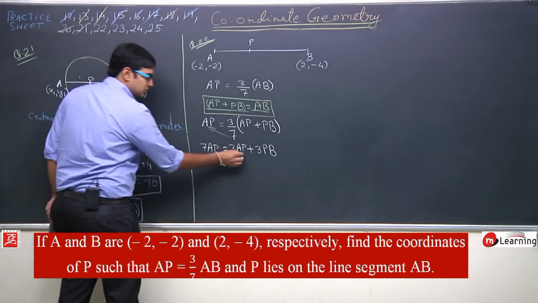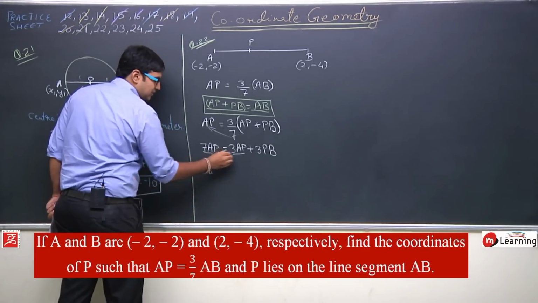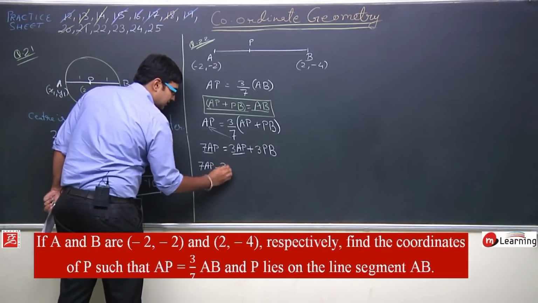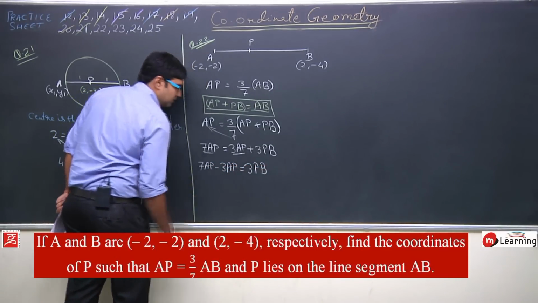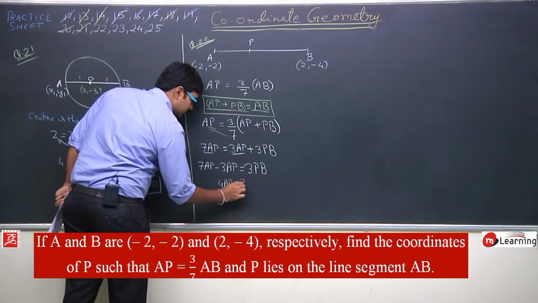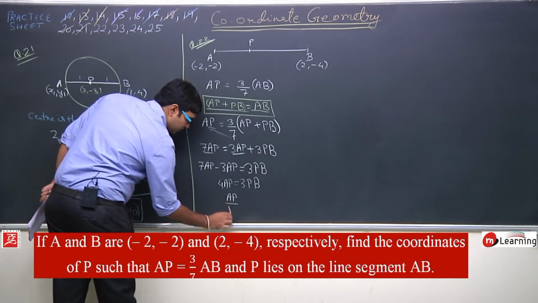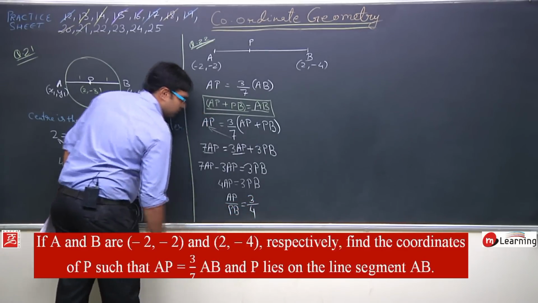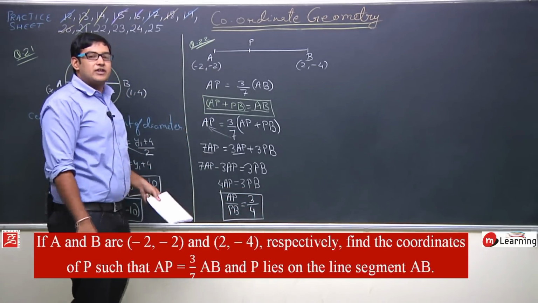Okay, now shift this 3AP from RHS to LHS. 7AP minus 3AP will give you 3PB. 7 minus 3 will give you 4AP is equals to 3PB. That is AP upon PB is equals to 3/4. So this is the condition that we have derived.